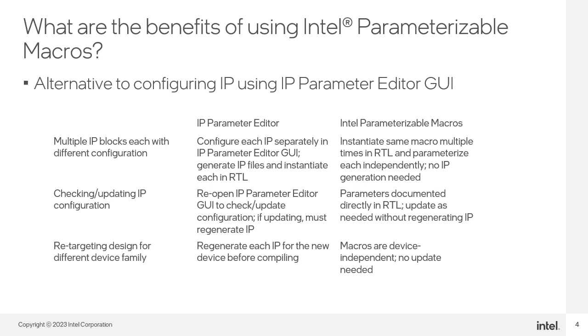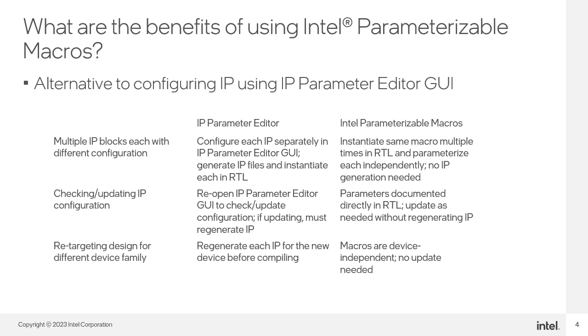Also, if you wanted to check or update the configuration of an IP created with a parameter editor, you would need to reopen the IP GUI to check the settings and then regenerate the IP if you made any changes. With Intel parameterizable macros, the settings are visible right in your RTL and can be easily updated without having to regenerate any IP.